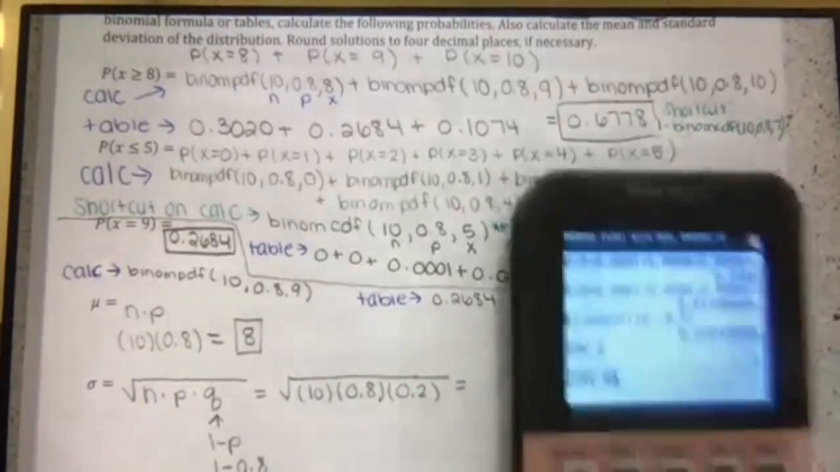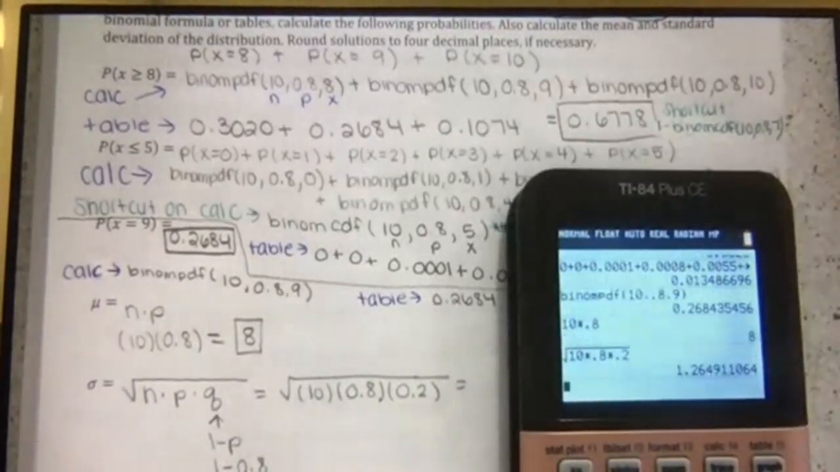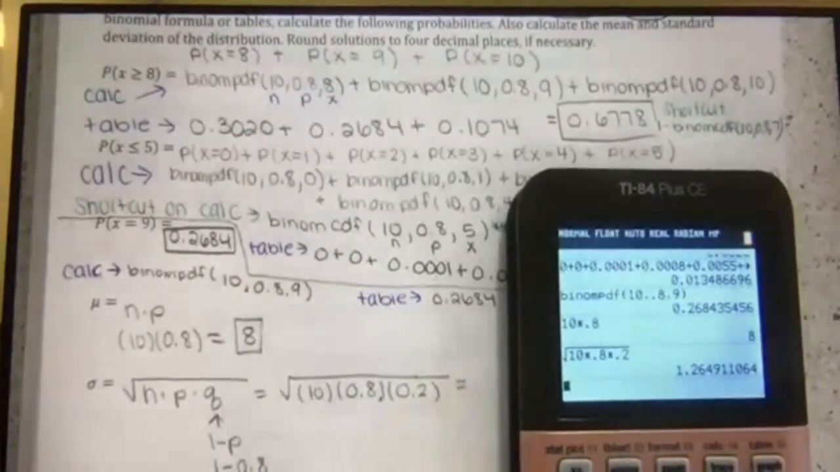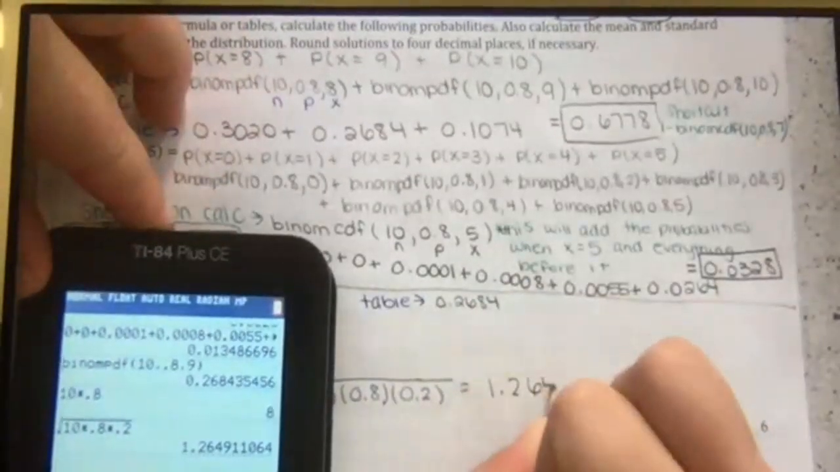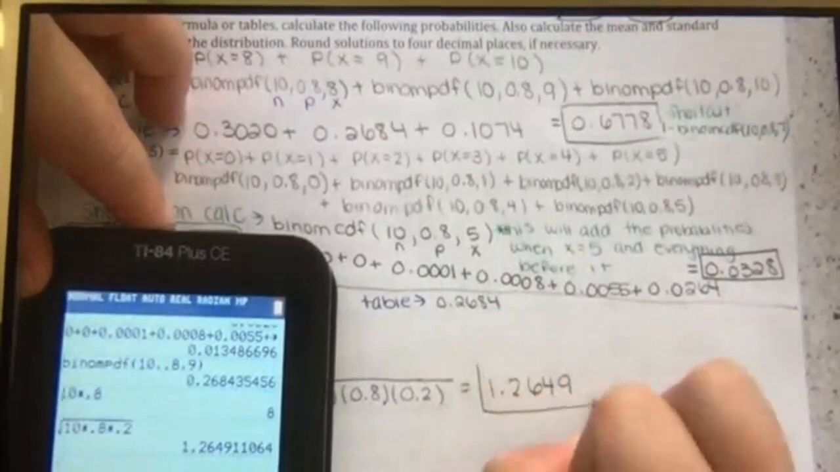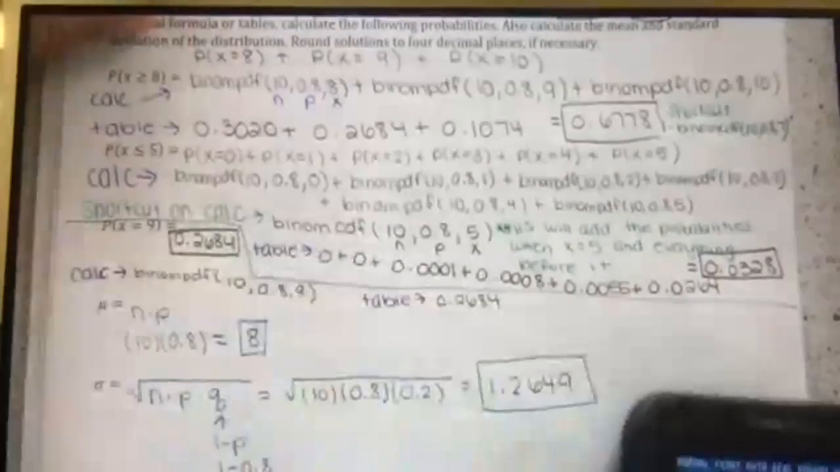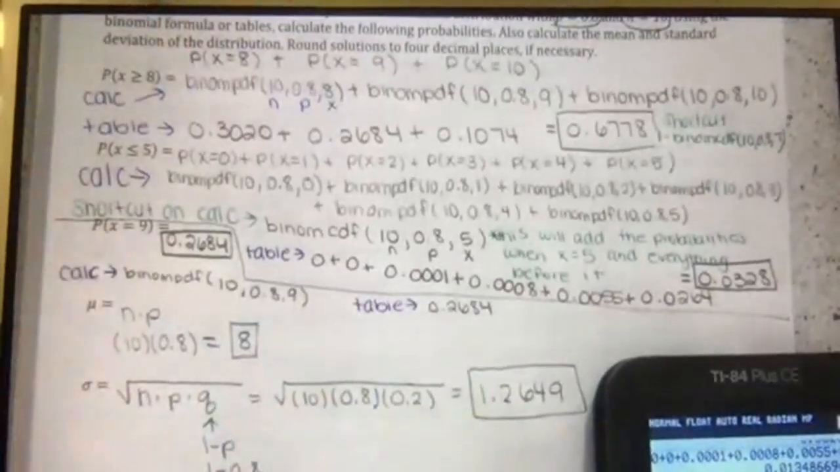Square root of 10 times 0.8 times 0.2, and that will give us our standard deviation, which is 1.2649. Done.